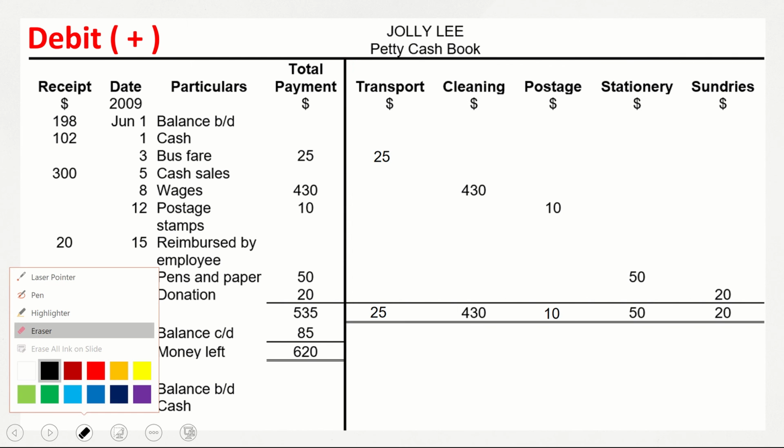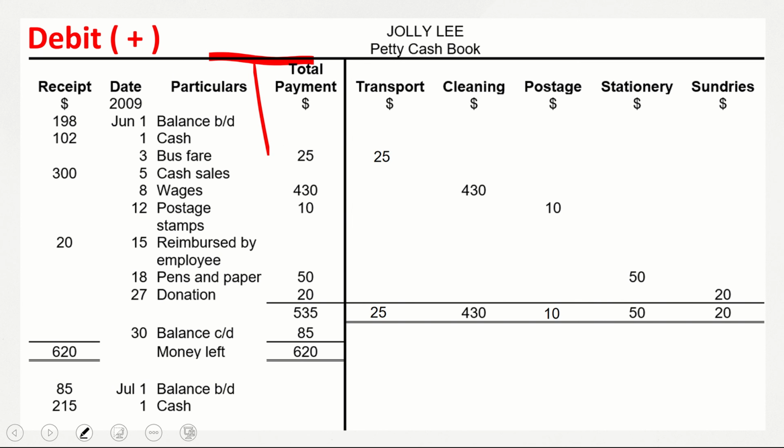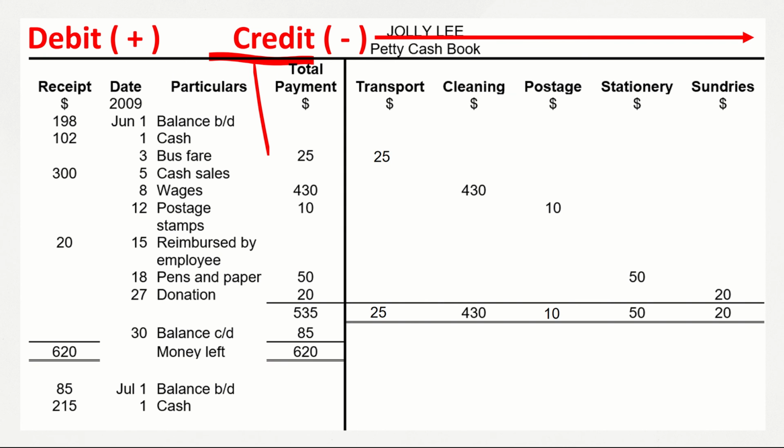The T is actually here. Okay? So, your debit column is anything inside the receipt column, and then your credit is from your total payment onwards. All these are your credit columns. So how to read it? As the same as before.